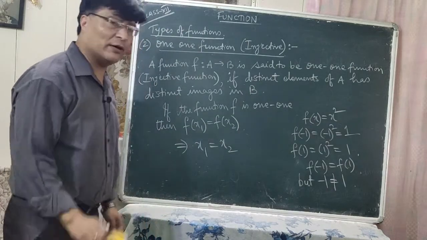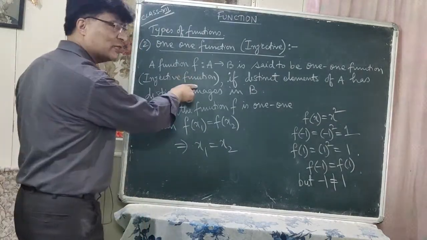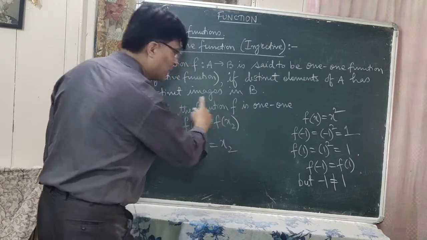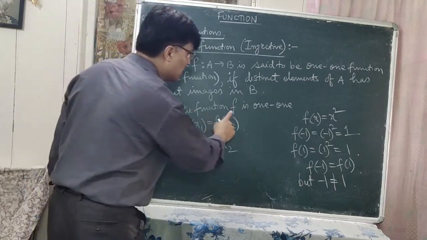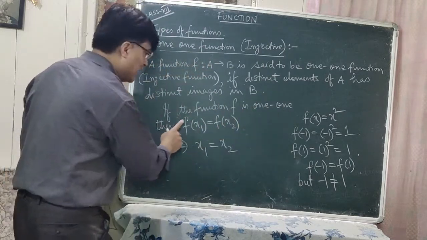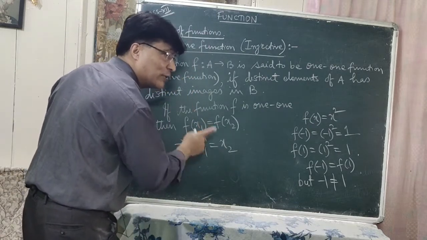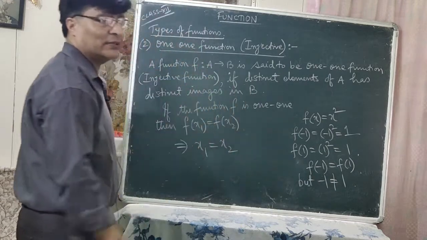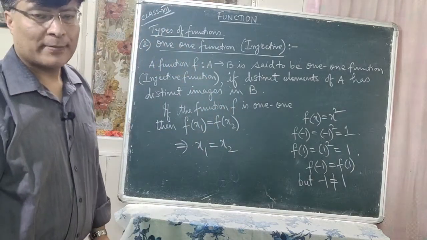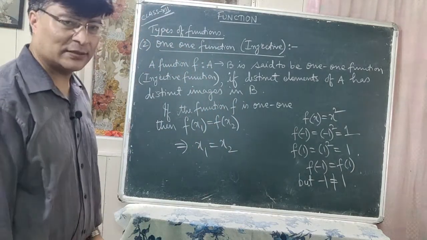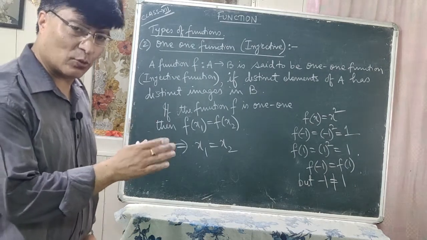If the function f is one-one, then f of x1 is equal to f of x2, which should imply that x1 is equal to x2. So I think you have understood it. Just now I gave you one example.